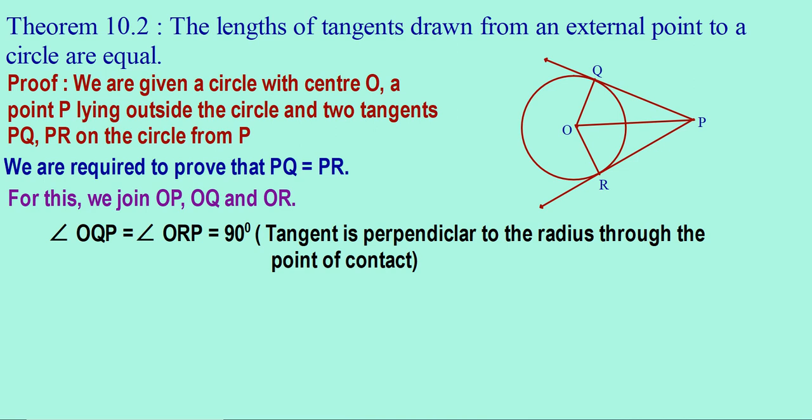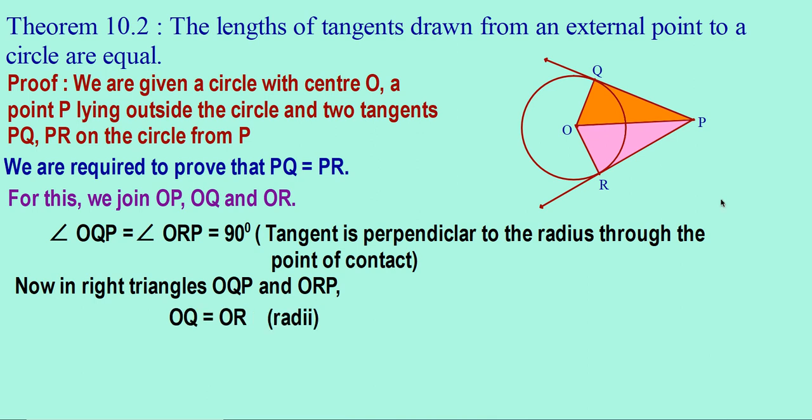Now, in right triangles OQP and ORP, what about OQ and OR? Are they equal? Yes, they are the radii of this circle, so they are equal. So we can write OQ is equal to OR, radii.